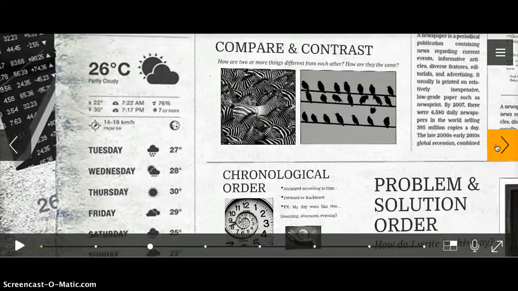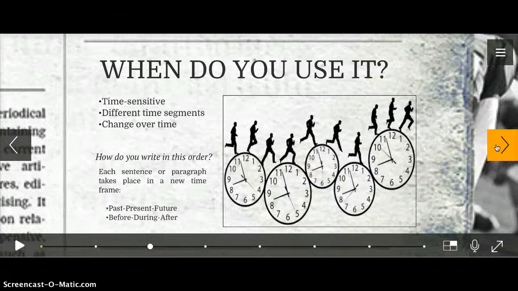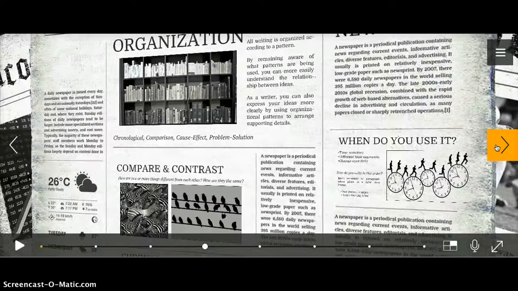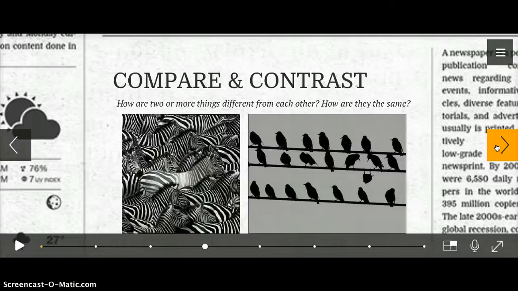So when do we actually use chronological order? Well, chronological order is the best to use if you're dealing with time-sensitive material. And you want to think about it in terms of keywords. You can use past, present, future, before, during, after, morning, afternoon, evening, as you saw in the previous slide. And then each sentence or paragraph will take place in a new time frame, and that will move very logically for your reader, or if you are the reader, it will make more sense to you if you notice that progression.